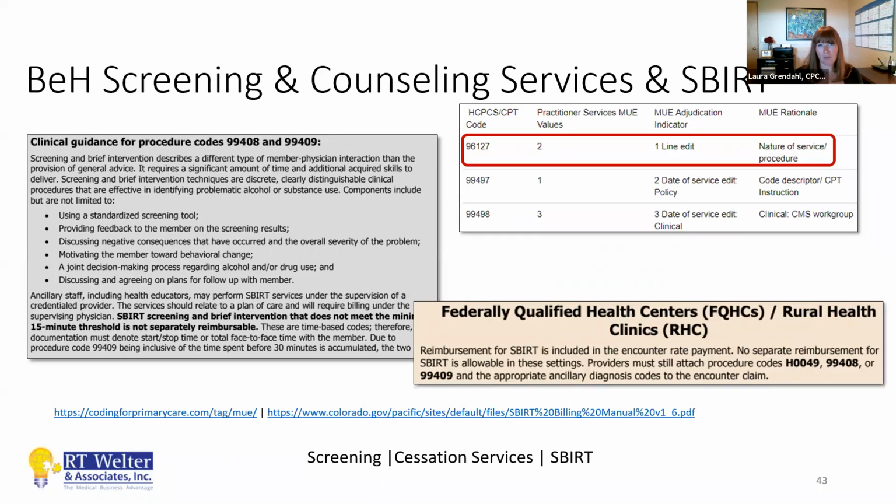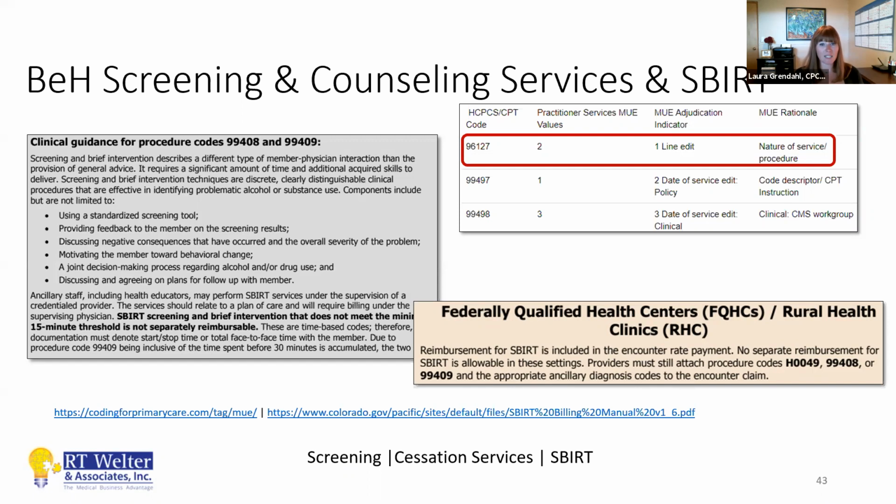There are 3 types of MUE tables available on the MUE site from CMS: practitioner, durable medical equipment, and facility. The table contains 4 columns. You have your code, you have your MUE value, and then you have the maximum units of service a practitioner would report under most circumstances for a beneficiary on a single day.